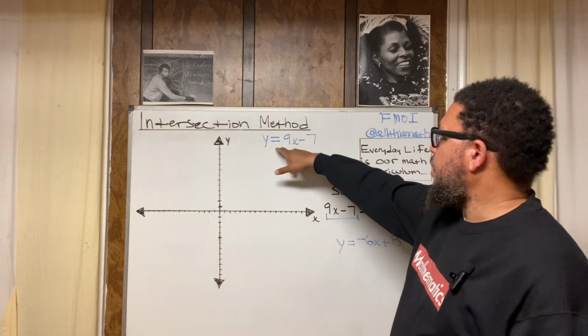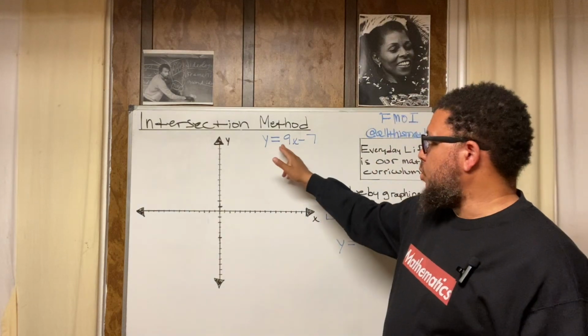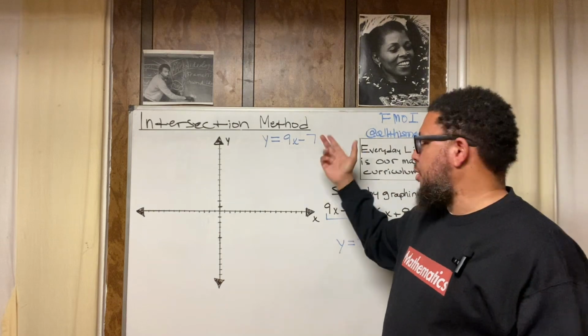So let's start with this one. Fortunately for us, this is already in slope-intercept form, y equals mx plus b, or plus negative 7. b could be negative 7.